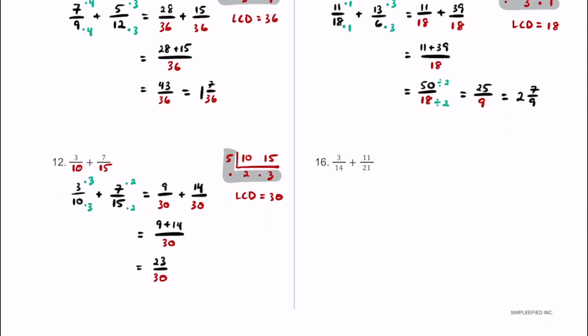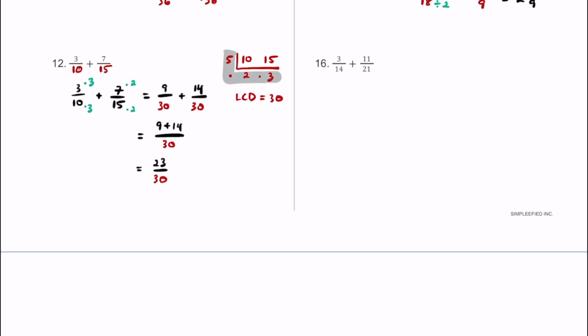All right, let's do one last one for number 16. We have 3 over 14, and we're going to be adding on 11 over 21. So let's see when 14 and 21 meet for the first time. Looks like they have a common factor of 7. 7 times 2 is 14, 7 times 3 is 21. And I think that's it. So if we go ahead and multiply, 2 times 3 is 6, 6 times 7 is 42. So the first time 14 and 21 meet is going to be at 42.